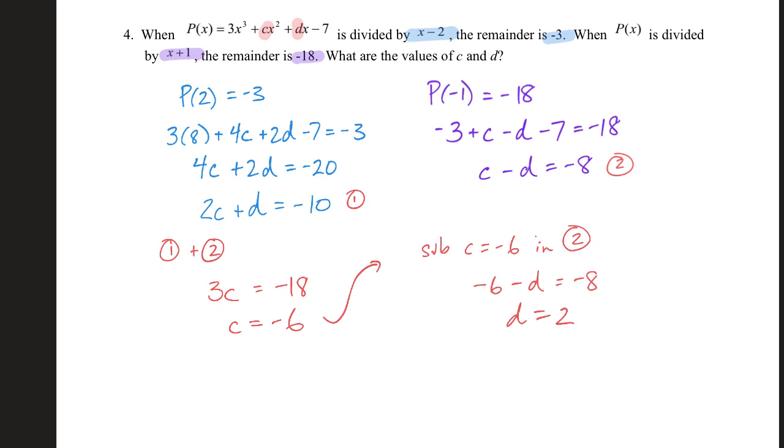Now, if this had have just been a system, actually it does. It doesn't ask me for what is p of x. It just asks me for what are the values of c and d. Nice. That means I write down my values as coordinates in alphabetical order, and we're good.